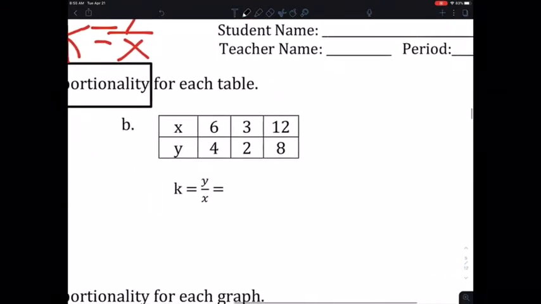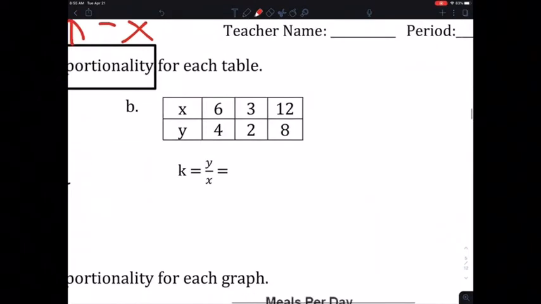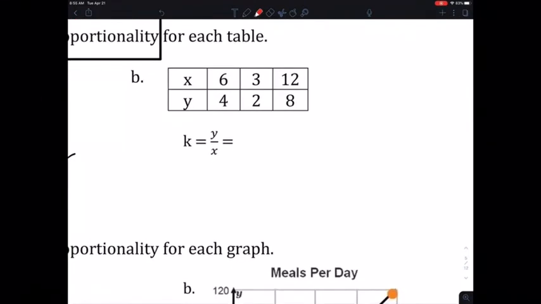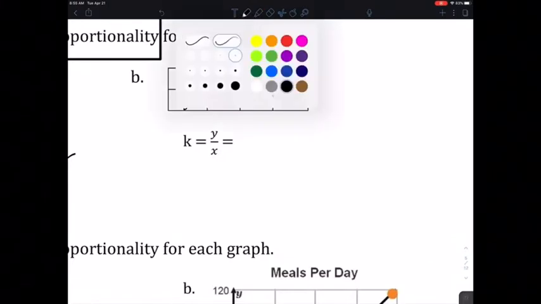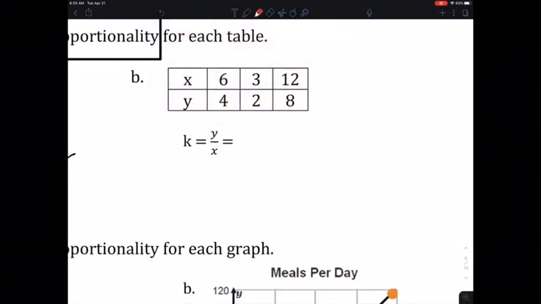B. Now this one's giving you the option. You can use whichever ones you want using the same concept. For instructional purposes, I'm going to use all of them, and I'll do them in order. My first set, I'm going to do right here in red. I'm color coded for you guys. So k equals y over x, where my y value is 4, over my x value, which is 6. Okay, that's not in simplest terms.